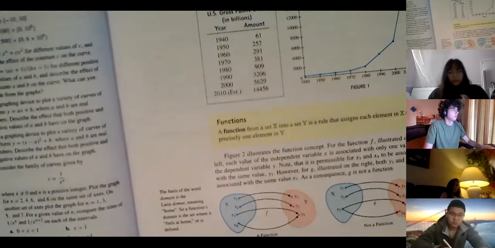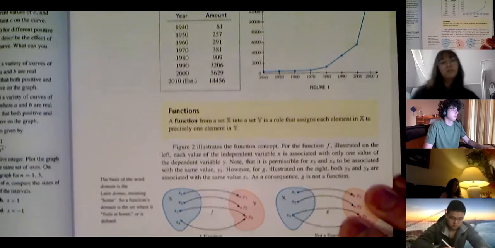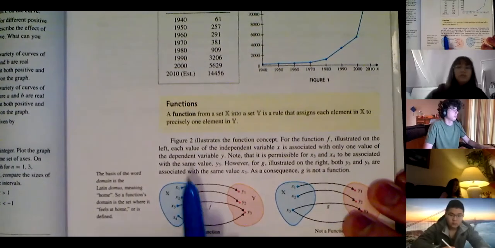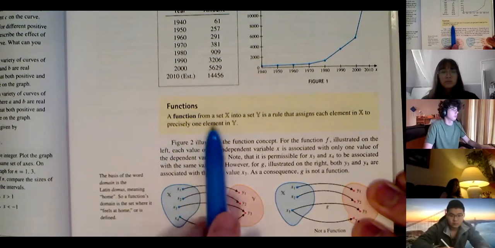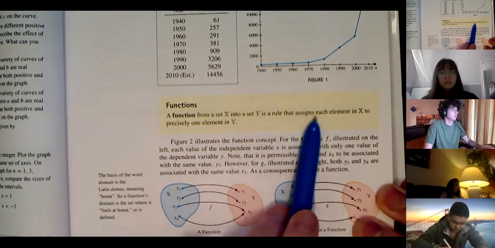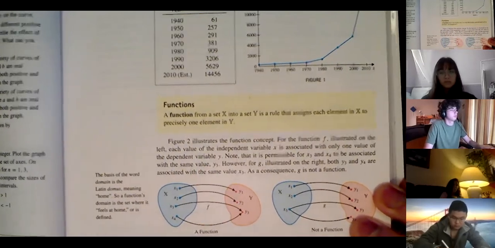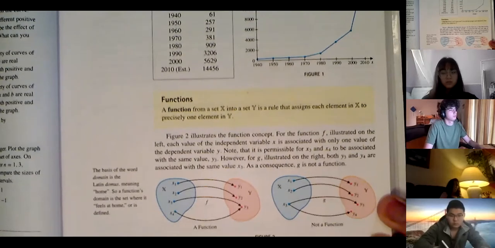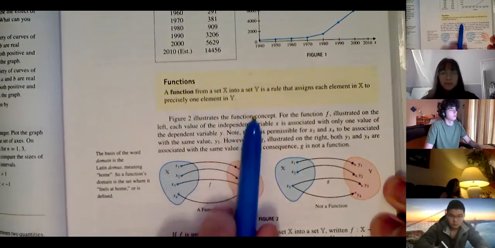Okay, so on page 37, there's a definition of a function. A function from a set X into a set Y is a rule that assigns each element in X to precisely one element in Y. That's a little bit more complicated than I think you have to. But the idea is that one X can only go to one Y.